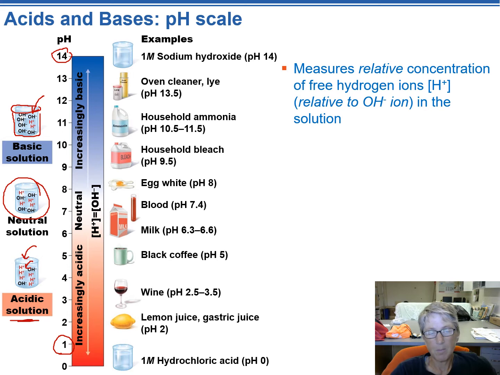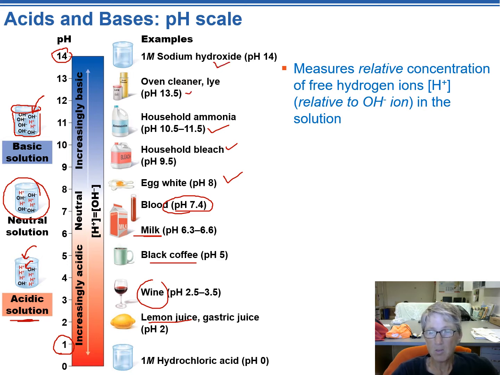And then here's some examples of acids and bases. It's obvious, right, that lemon juice is acidic. Did you know that wine was acidic and coffee? Milk is a little bit acidic. Blood is a little basic chemically with a pH of 7.4. Eggs are basic. We said that ammonia was basic, so is bleach. Oven cleaner, lye, sodium hydroxide is also basic.